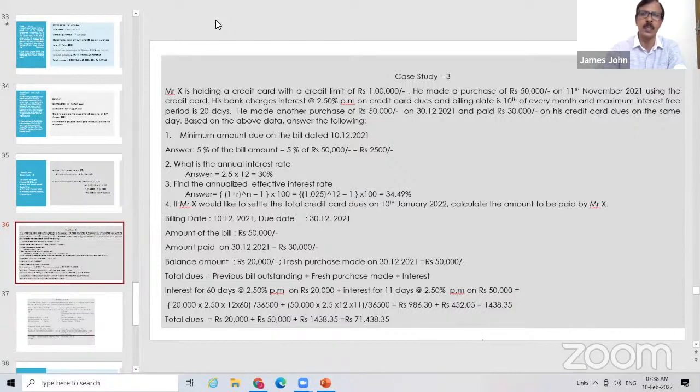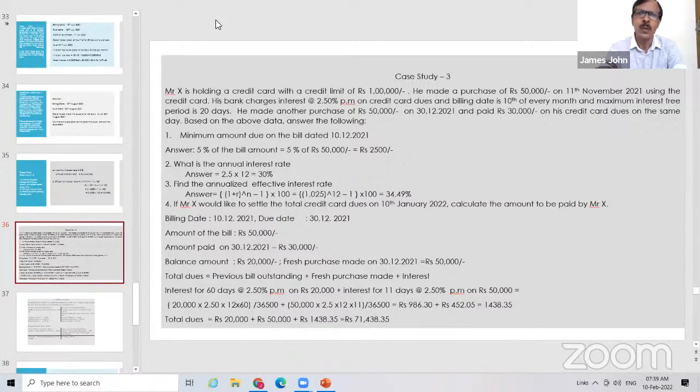47,500 for 60 days. Sir, in this question number 4, that 50,000 was made 60 days before. So the purchase of 50,000 was made 60 days before. Yes. And 20,000 was made 11 days before. Yes. But when we have calculated that 20,000 was made for 60 days, it is returned as interest for 60 days of the 20,000.